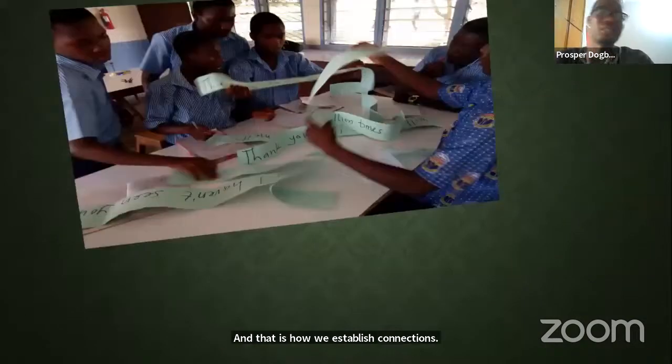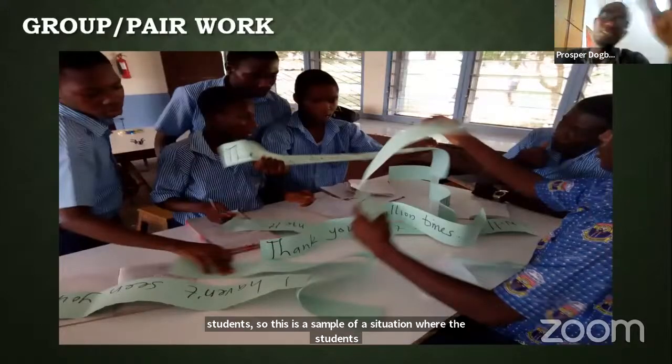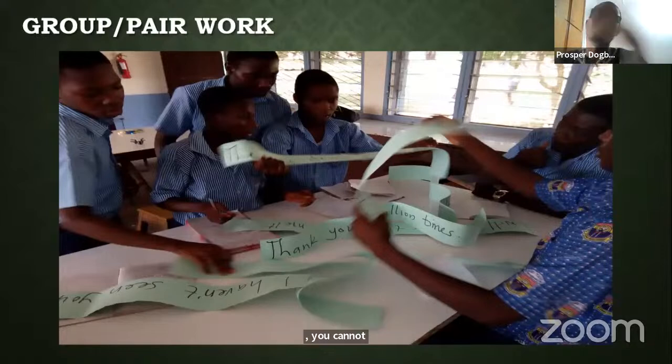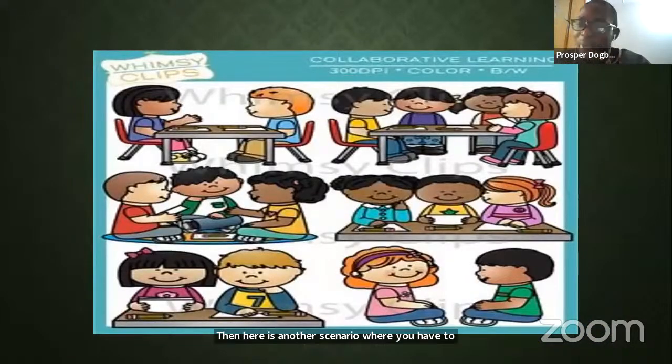So this is a sample of a situation where the students are vigorously looking at expressions in a group work. Then here is another scenario where you have students paired based on their various abilities and groups. So some of the groups have 2, others have 4, others have 3. So group work establishes connection between the students.